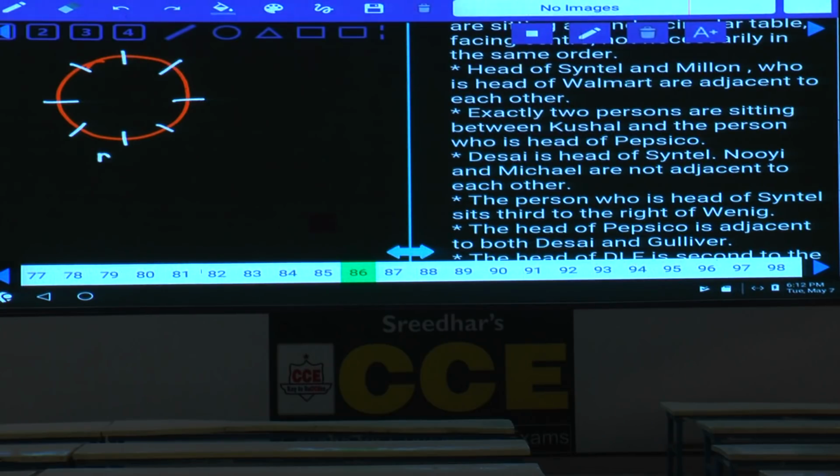Millen. Now this Millen is the head of what? Head of Walmart. Millen, who is the head of Walmart, and who is the other person here? Sintel. Head of Sintel and Millen, head of Walmart. Now Sintel can be either left hand side or right hand side. And to this Millen, how many possibilities we have? 2 possibilities. Are you following this one or not? Yes. Now what is the first information?